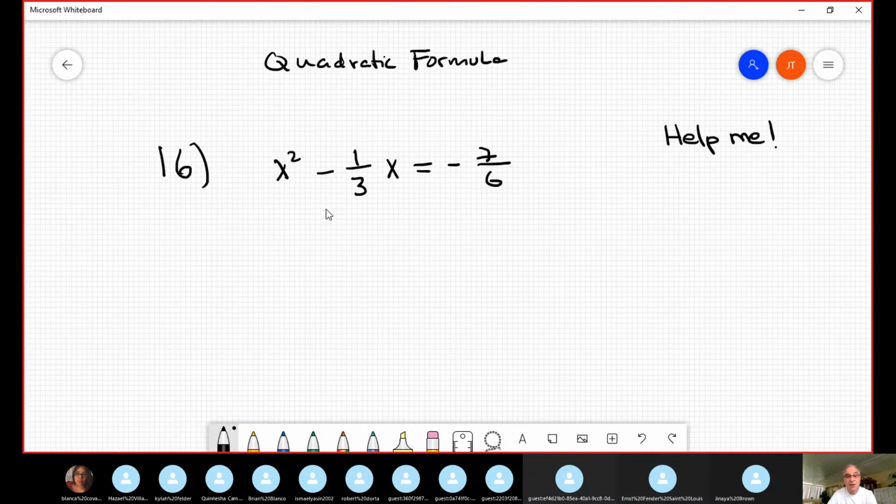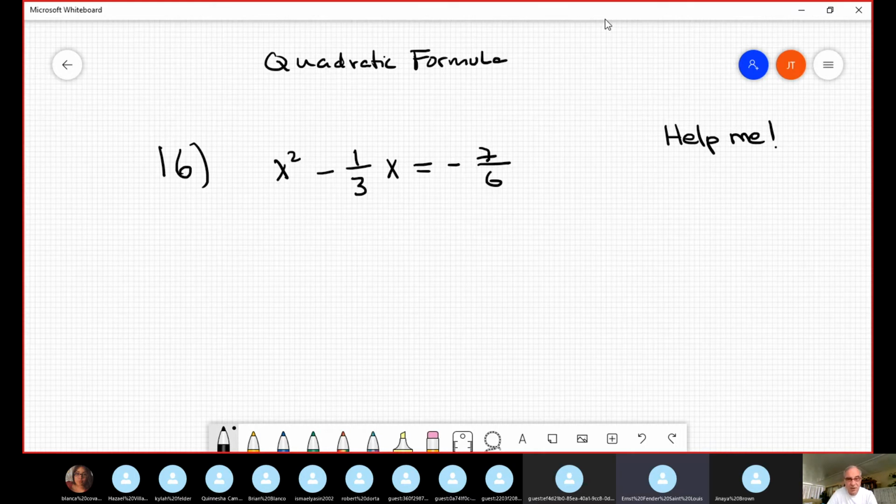Quadratic formula directly. A is 1, B is negative 1/3, and C is negative 7/6. Am I doing well or am I doing wrong? First of all, we're going to isolate. This is A, this is B, and this is C.